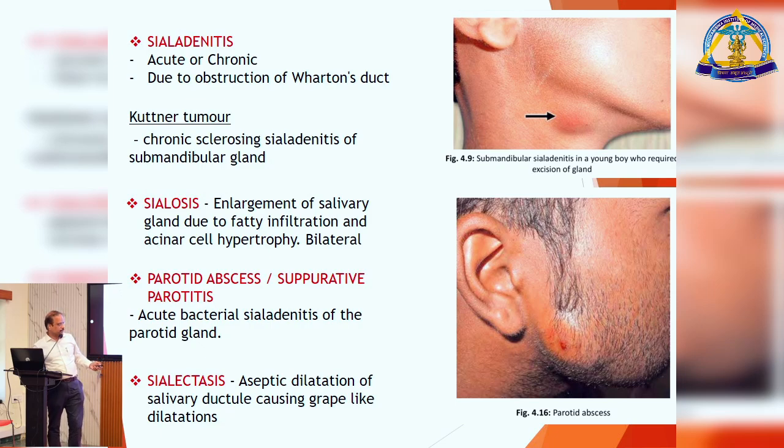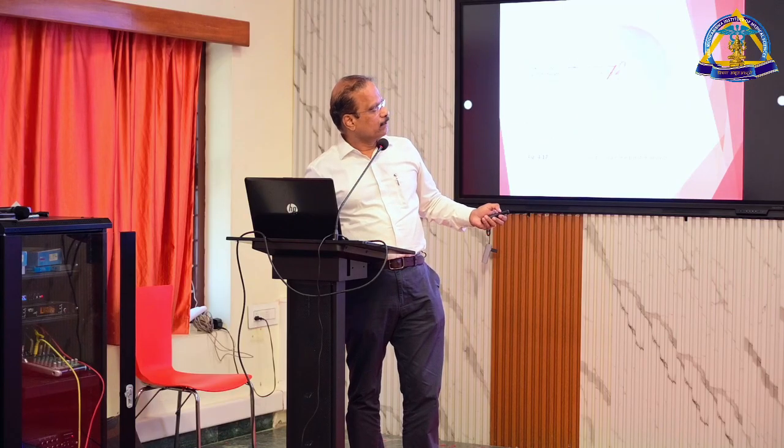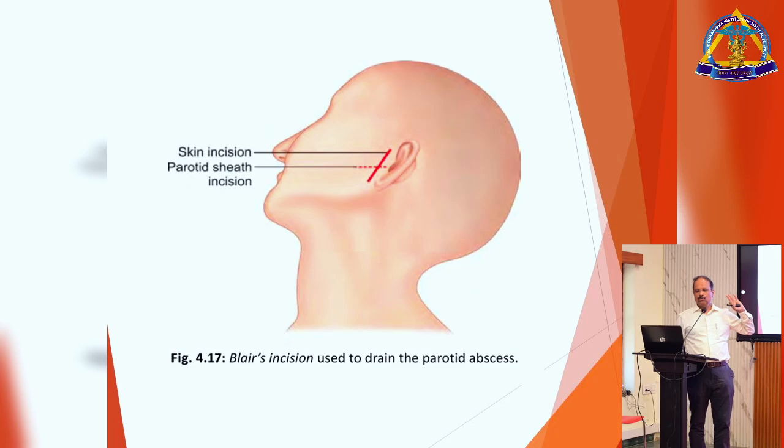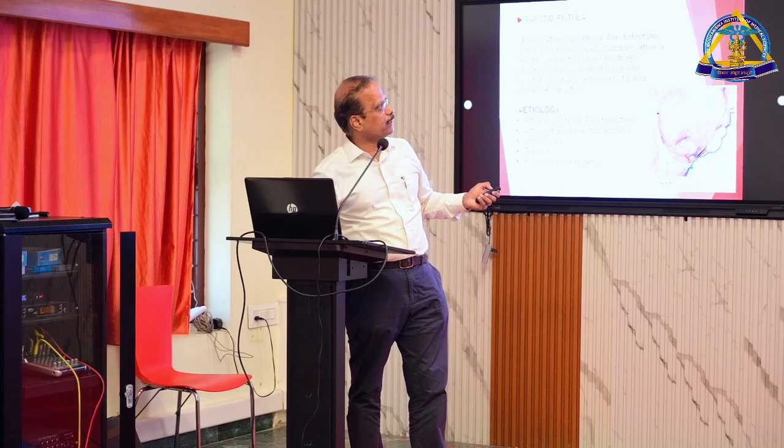What is sialectasis? Dilatation of the salivary ductule with saliva can form a retention cyst; that is called sialectasis. This diagram is to make you aware that the incision you make in the region of the parotid for draining an abscess or excision of a tumor should be in line with the helix. It should be in line with the helix, so you must be careful in your approach. This is called the Blair incision. What we use is a modified Blair incision.